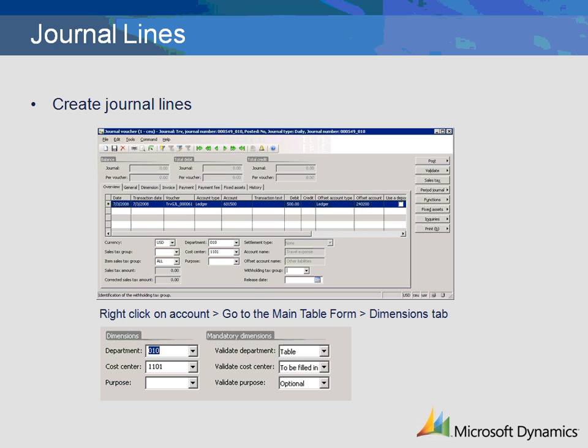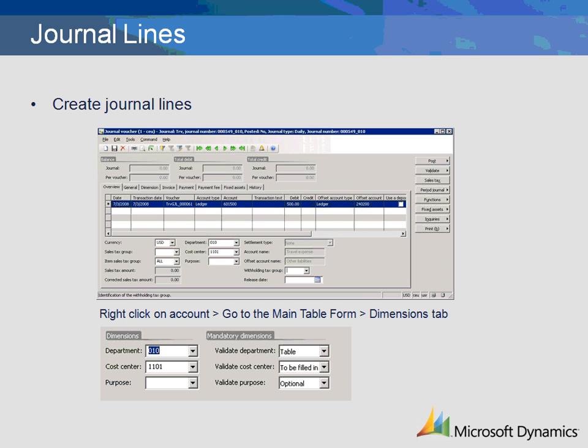When you right-click on account 601500 and select Go to the Main Table, the Chart of Accounts form will open. You can review dimension details on the Dimension tab. Department dimension is set up with a validation rule of Table, which indicates that there is only one valid dimension. The dimension listed on the account will default into the transaction and cannot be changed. In this example, the department is 010, Administration.